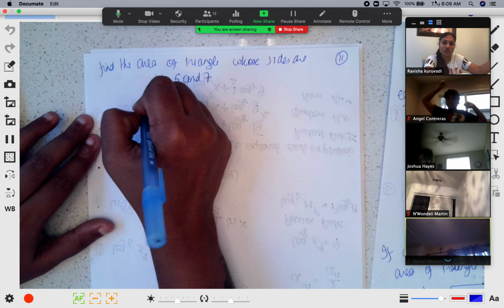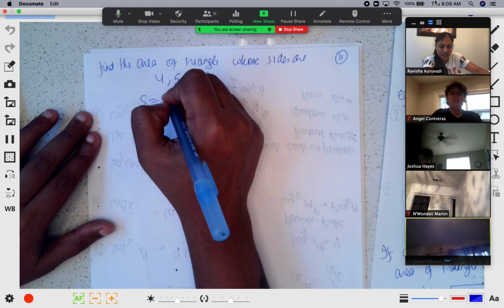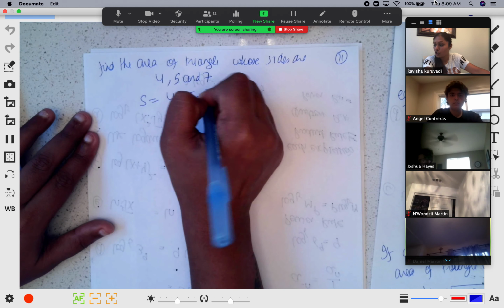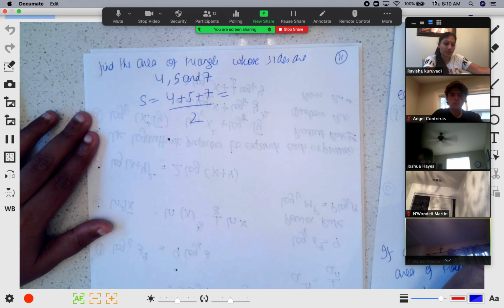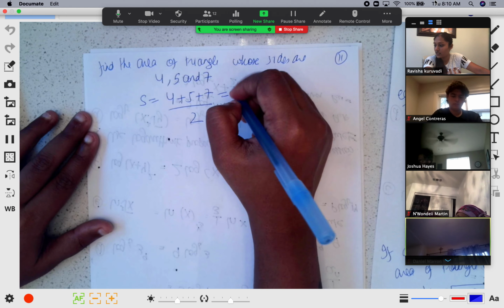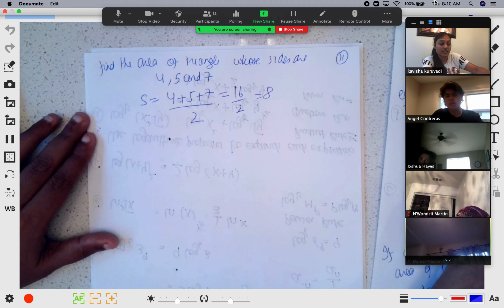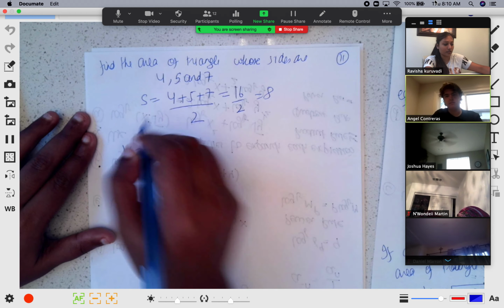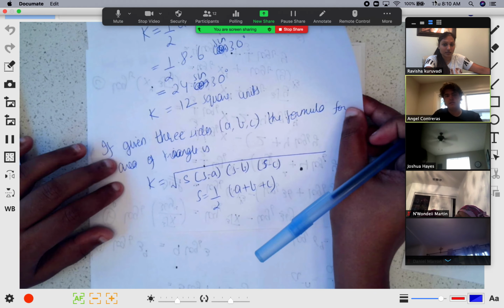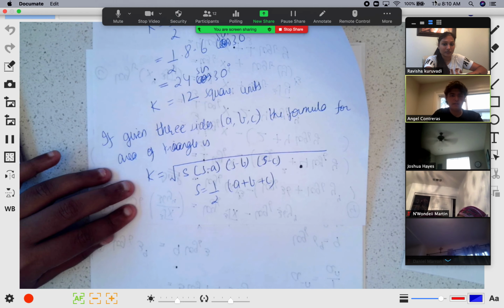Since you're just given sides, the first step is to find S. You add all of these and divide by 2. When you do it, you get 16 over 2, which is 8. You found your S. Can you put the original equation at the top? You want me to show the original one? Oh yeah, I didn't finish writing it.